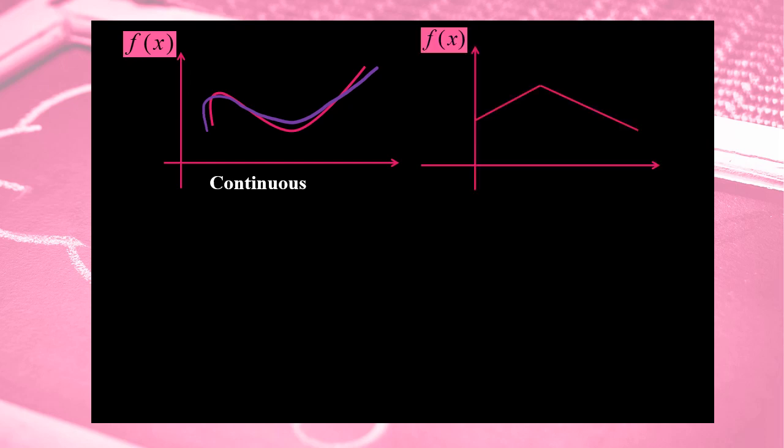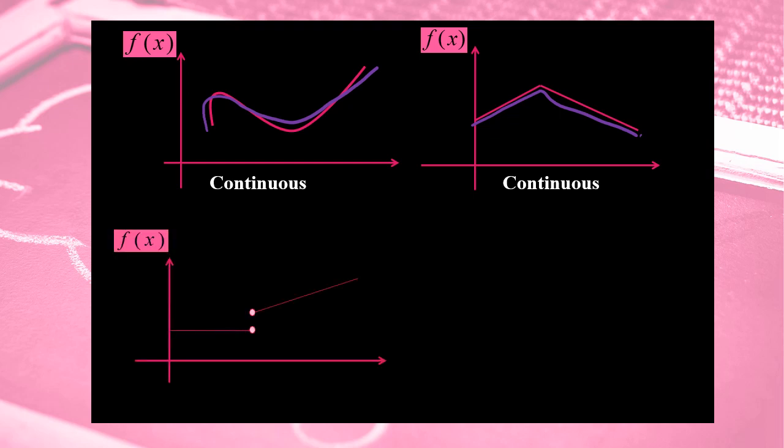So let's see this graph. Can we draw this graph without lifting the pen? Yes, just going from here to here without lifting the pen. So this is an example of a continuous function. And then for this one, we also can draw it without lifting the pen. So this is also continuous.